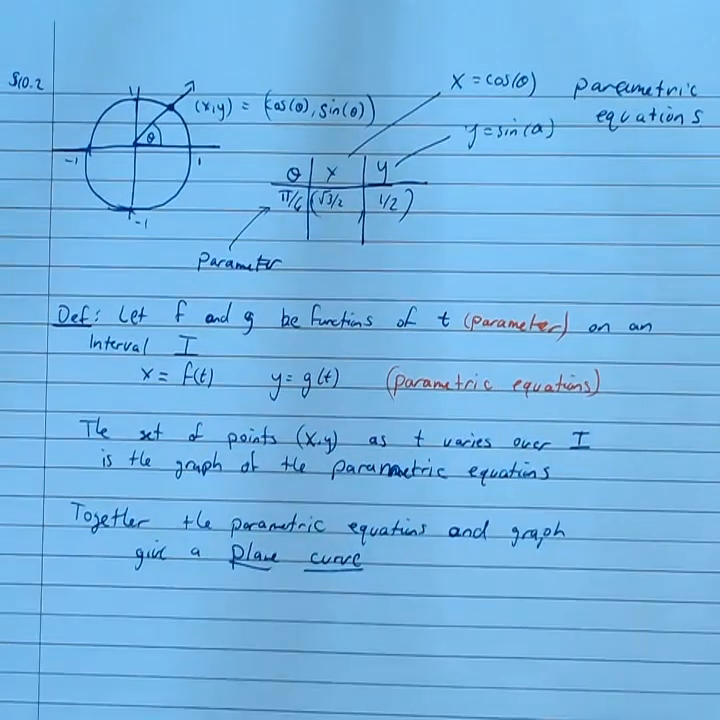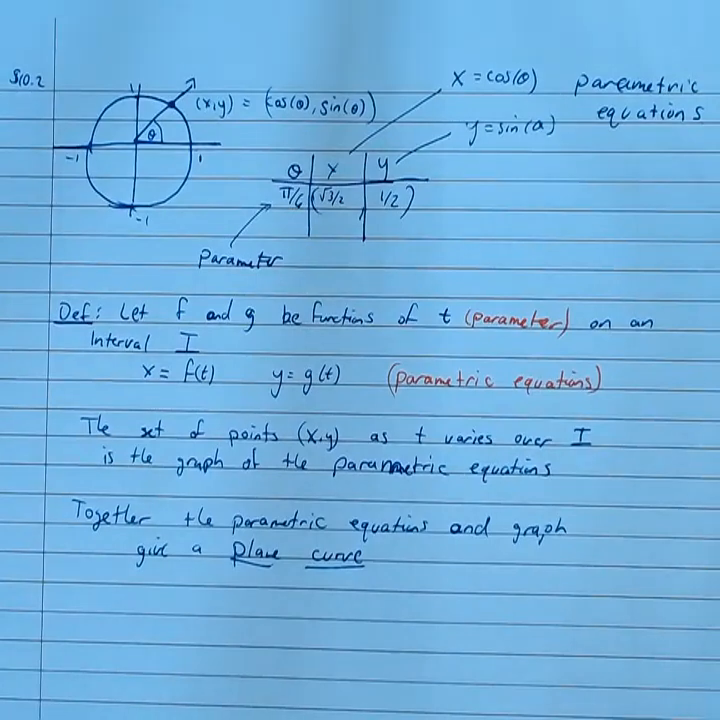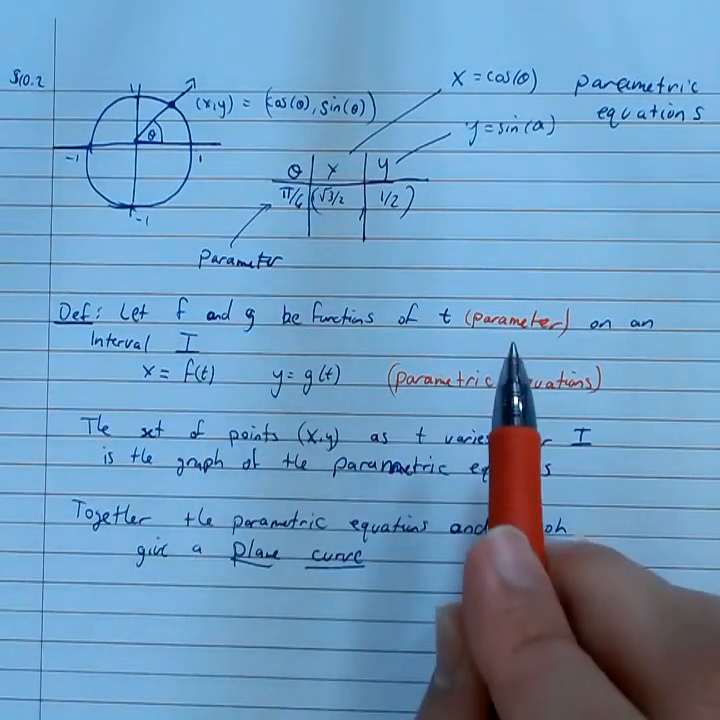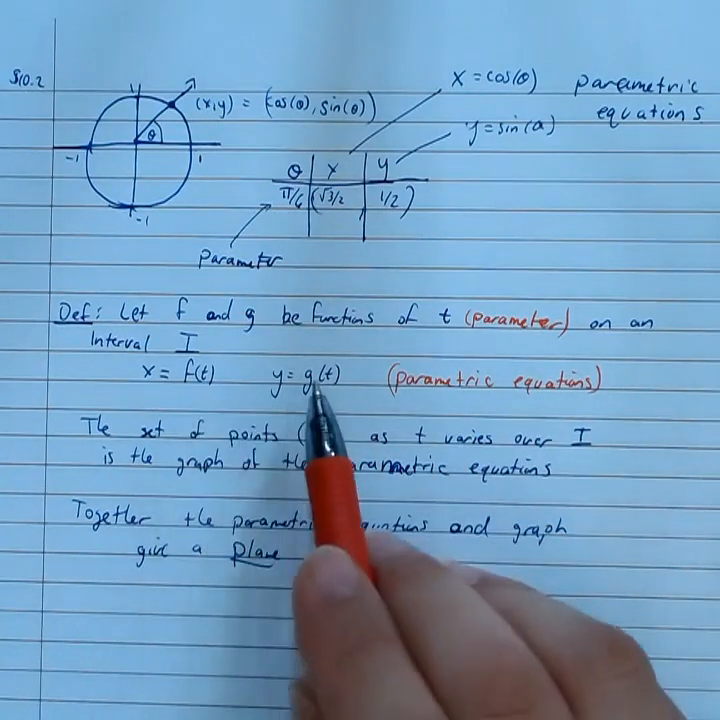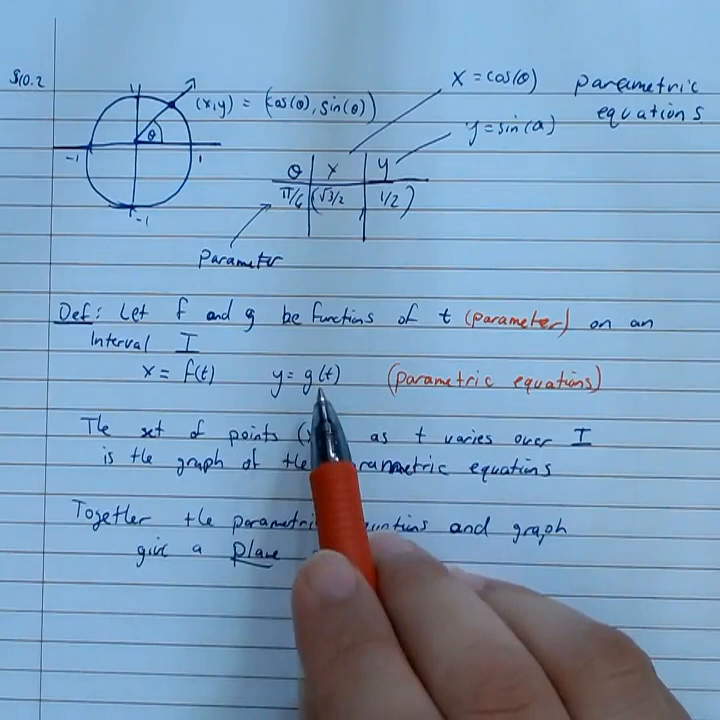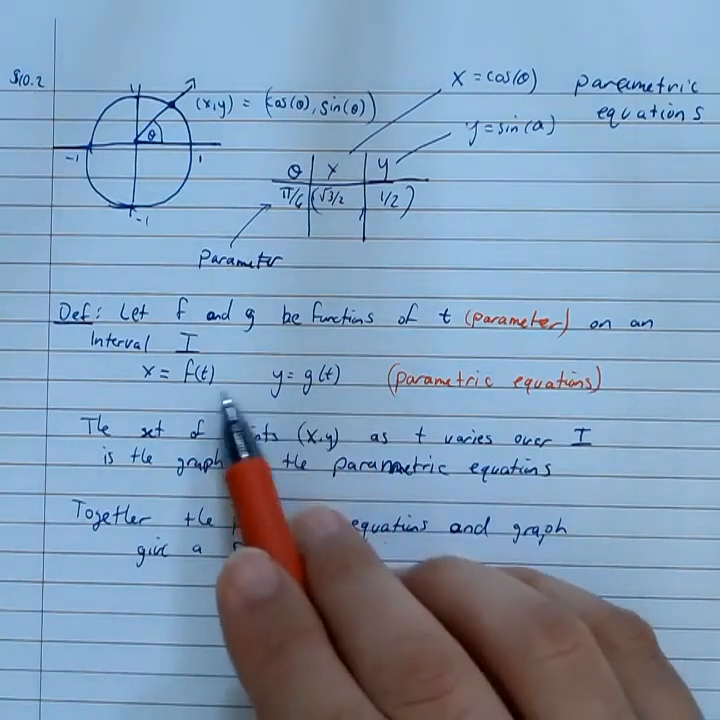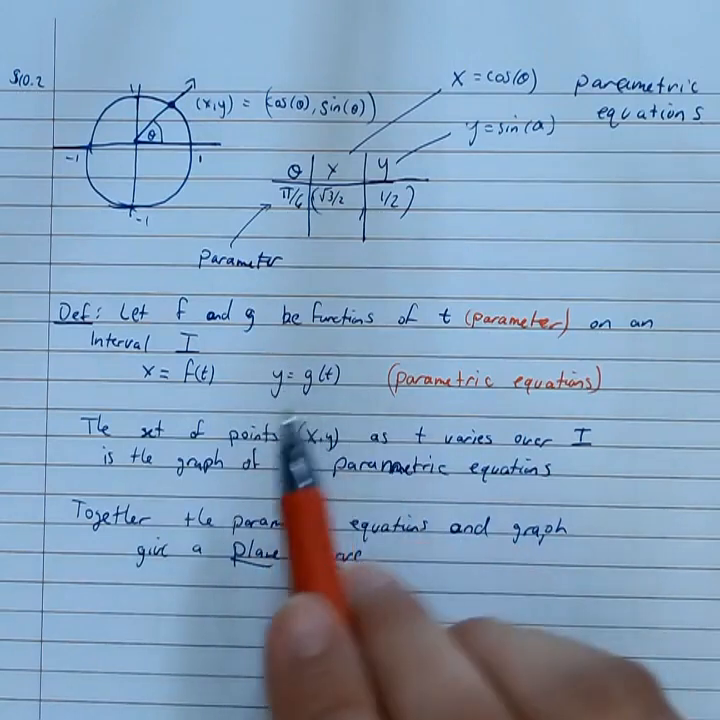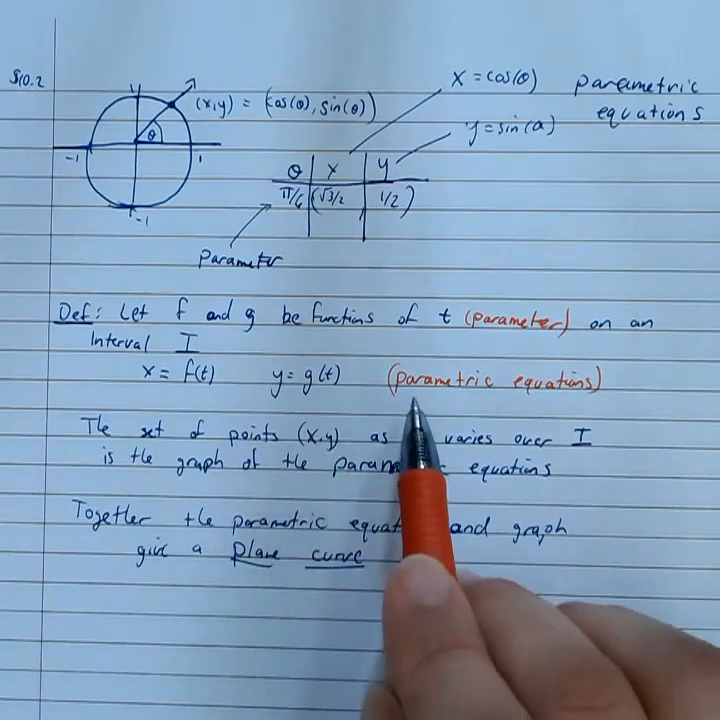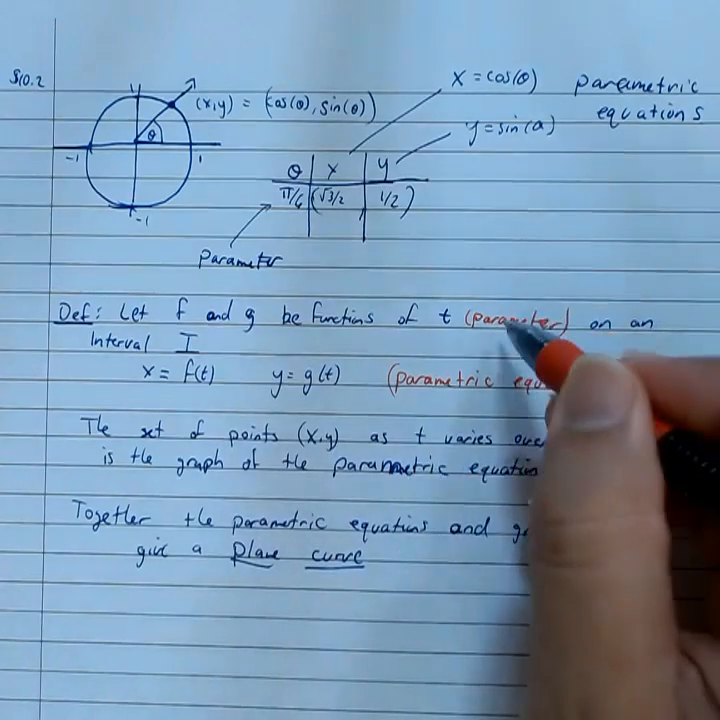Right. So here's our definition. We're defining a few things. First of all, we're defining what a parameter is. A parameter is just a variable. It's a variable that's applied to two different functions. Those two functions, when taken with that parameter, give you the x-coordinate and the y-coordinate of a single point in space. So here, these equations are called your parametric equations.